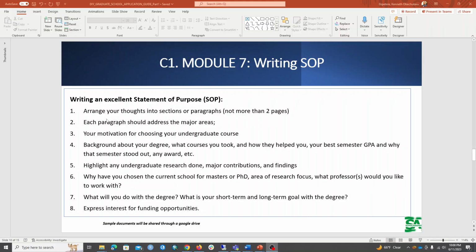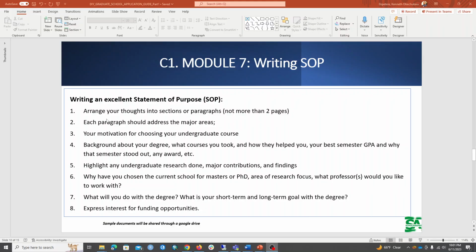The third one is your motivation for choosing your undergraduate courses. Why did you do the bachelor's in that undergraduate area? If you had a BSc in political science, why did you go to do that? Background about your degree, what courses you took, how they helped you, your best semester GPA, why that semester stood out, any award. So you're going to highlight your strengths, right?